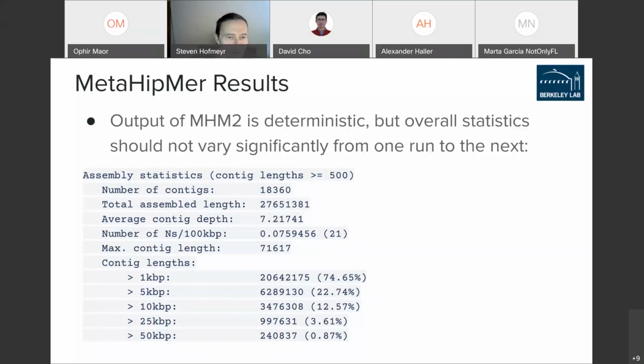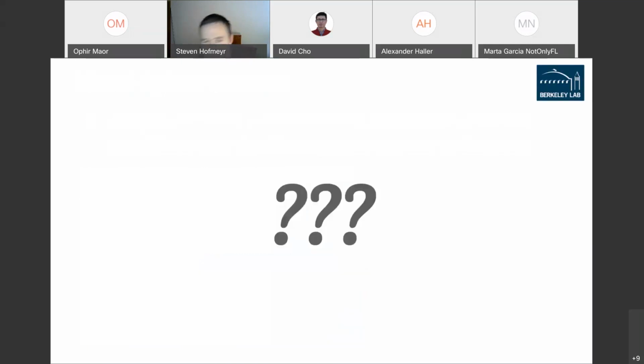Now, the assembly statistics will only change significantly if you fiddle with the wrong parameters to MetaHitmer. If they do appear to change significantly without changing any of those other parameters, but changing just the ones I recommended, I'd like to know about it, because it means that there's potentially a bug somewhere. And that is my summary. So it's time for questions.